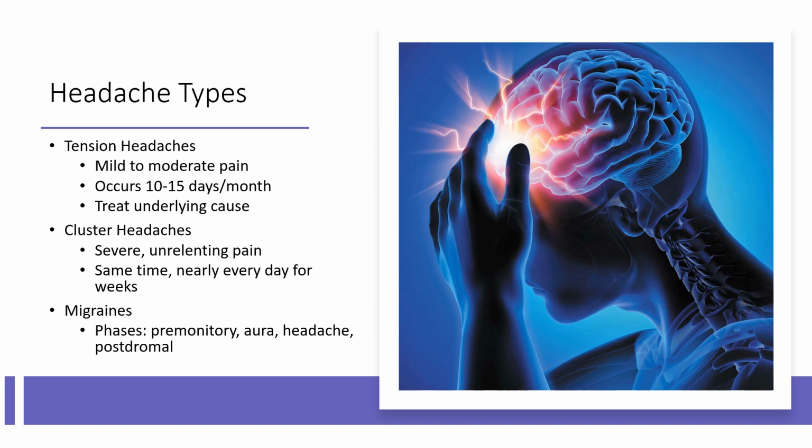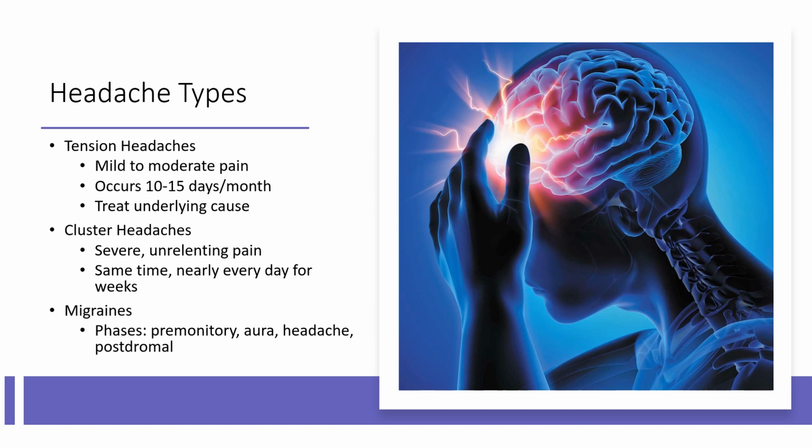So for tension headaches, these are episodic or chronic. The occurrence, so episodic occur 10 to 15 days of the month, and they last 30 minutes to several days. Chronic occur more than 15 days a month, and this is usually during a 3-month cycle. We want to treat the underlying cause.